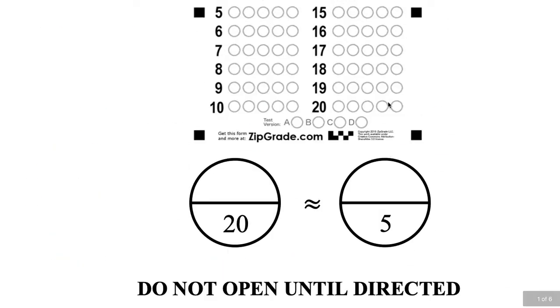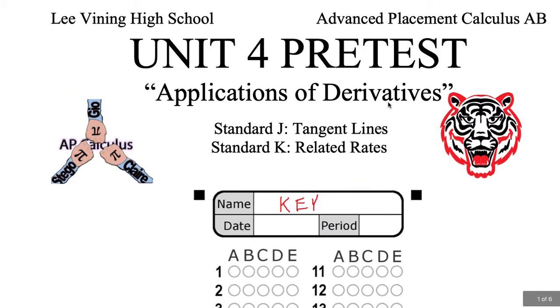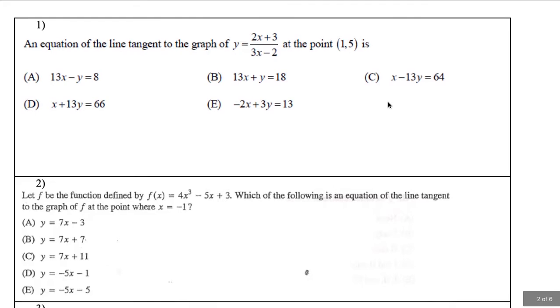All right, so this is AP Calculus. We're doing the Unit 4 pretest. Number 1: an equation of the line tangent to the graph of this equation at this point, (1, 5), is what? So the way that we start number 1, I'm just going to switch to blue here.